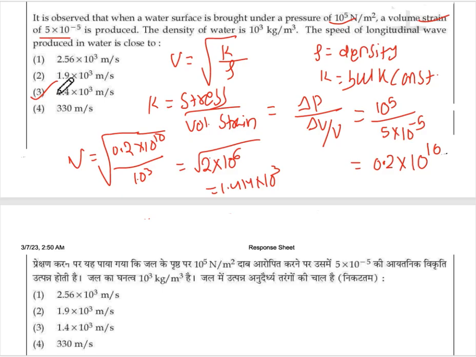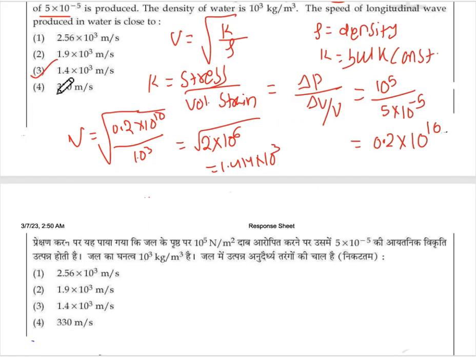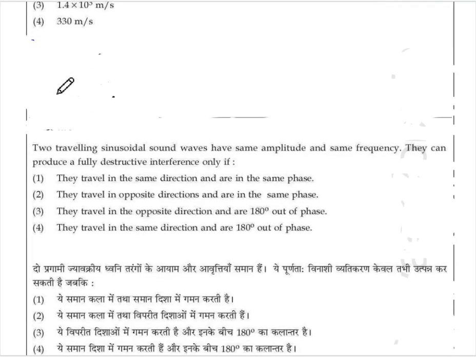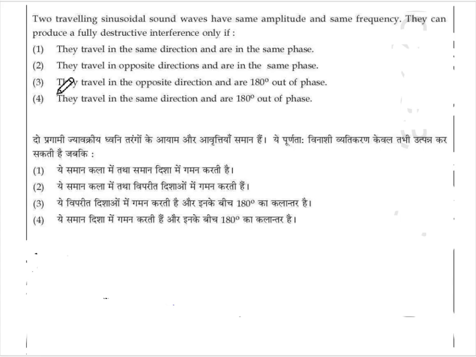So let's move to the next question. Our next question is, so the Hindi part is written below, so you can read it. Two traveling sinusoidal sound waves have the same amplitude and the same frequency. They can produce a fully destructive interference only if. So we have to find out its condition.